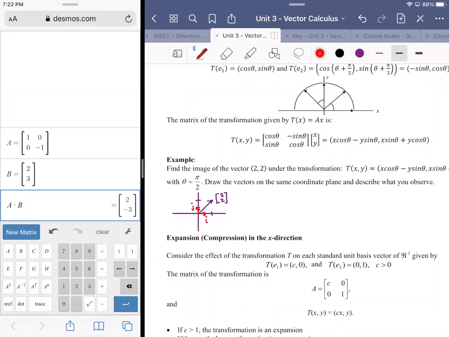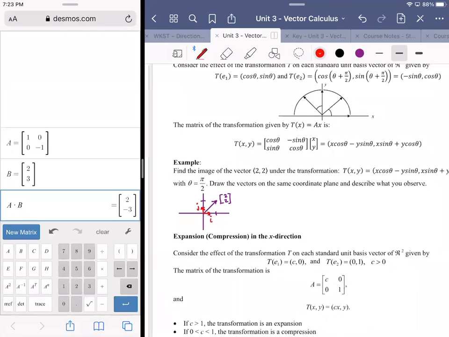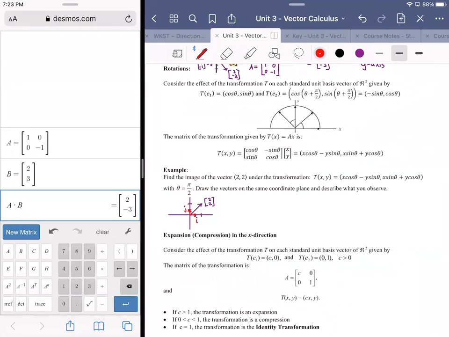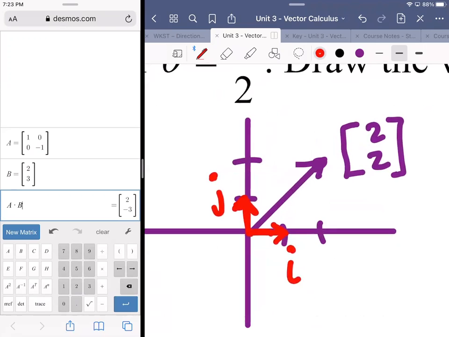All right, so we're rotating this one, the theta value that's positive 90 degrees, positive pi over 2. So what's going to happen is i is going to move to where j is, and j is going to move to where negative i would be.